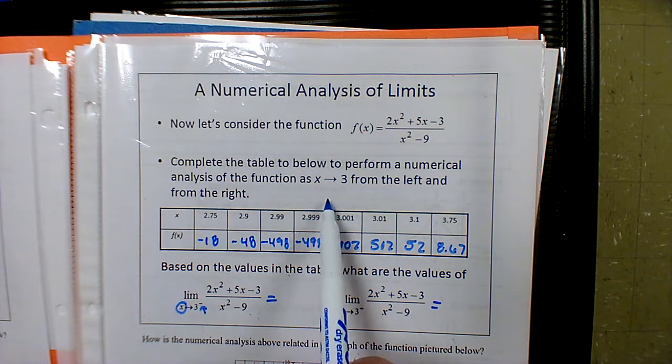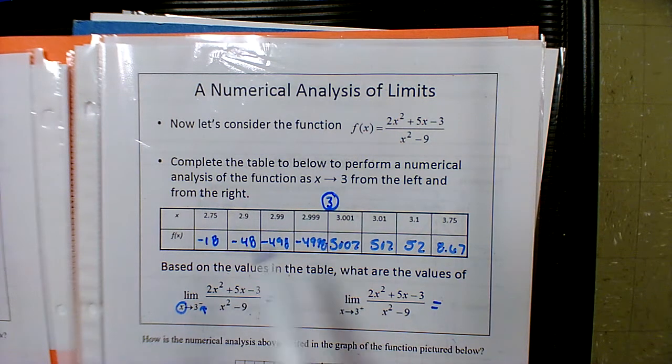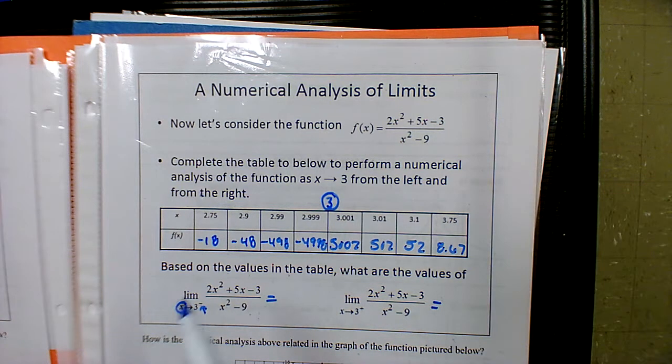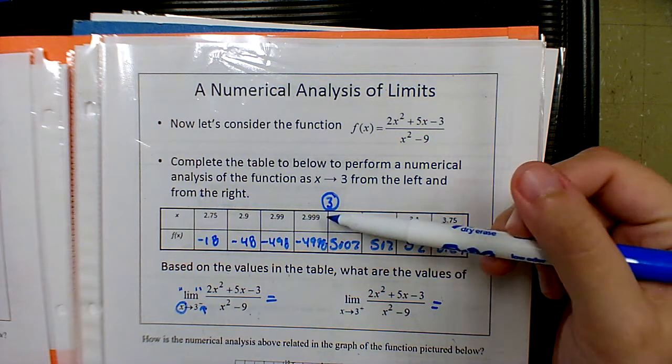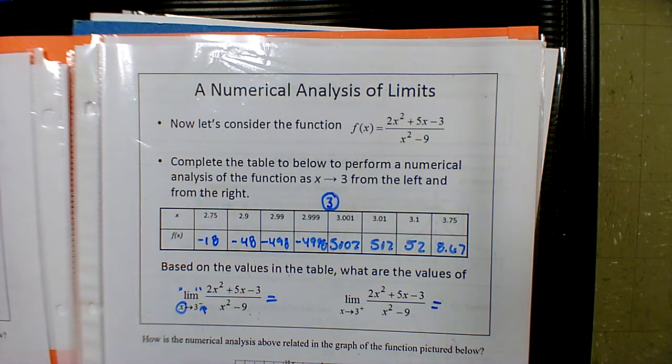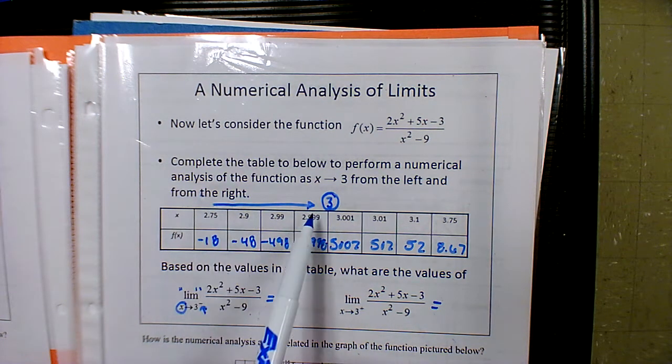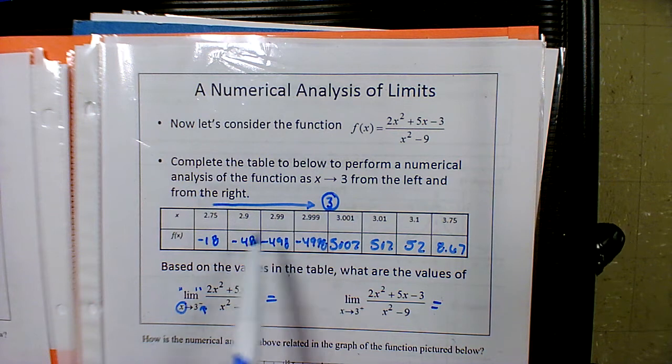So when you look at your table, we can hopefully see that 3 is somewhere in there. But we don't know exactly what's happening at 3. What we're concerned with is this limit. What's happening as we get closer to 3. Okay, we don't really care what's happening at 3. We're looking at what's happening as we get closer. Negative infinity.